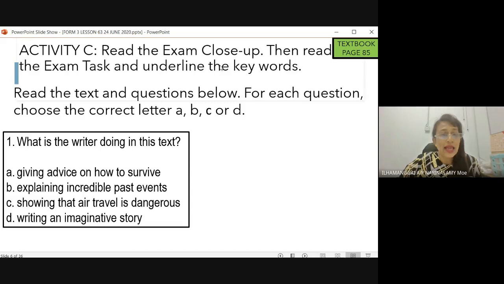What is the writer doing in this text? A, giving advice on how to survive. B, explaining incredible past events. C, showing that air travel is dangerous. And D, writing an imaginative story.